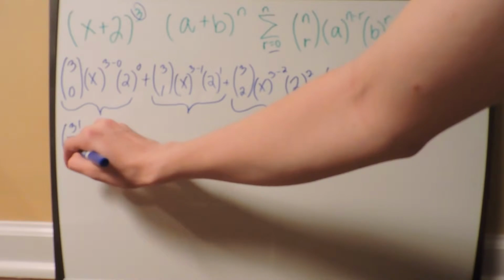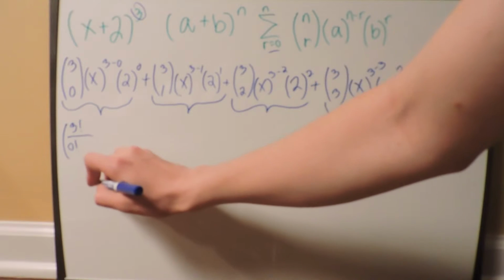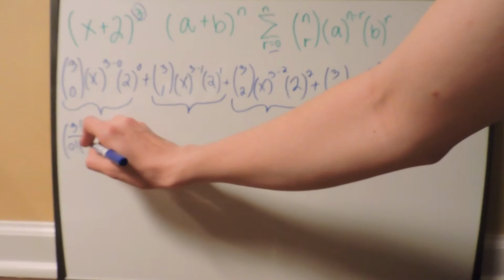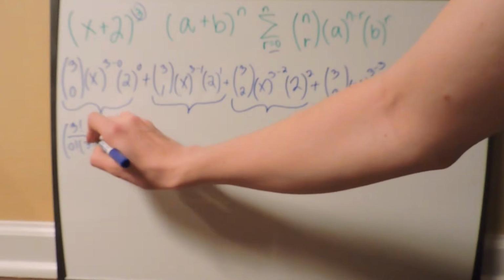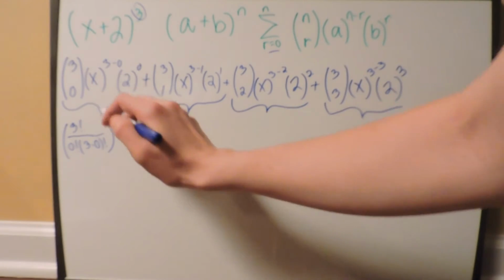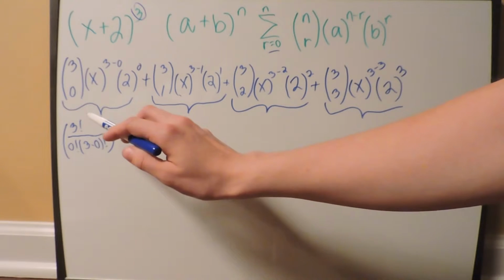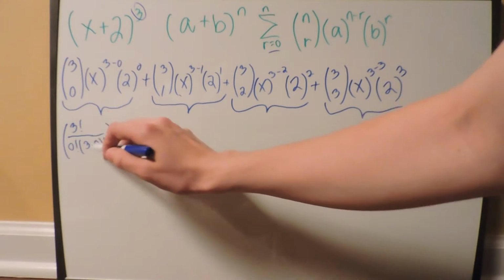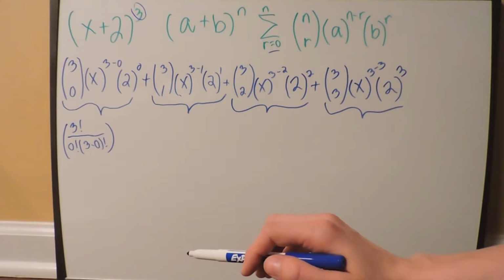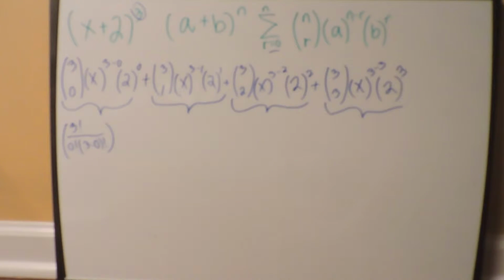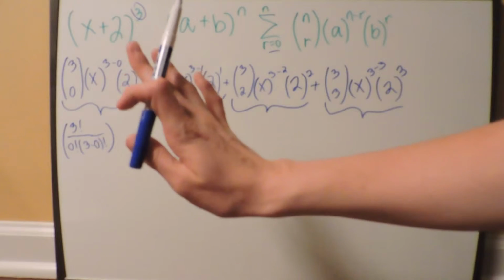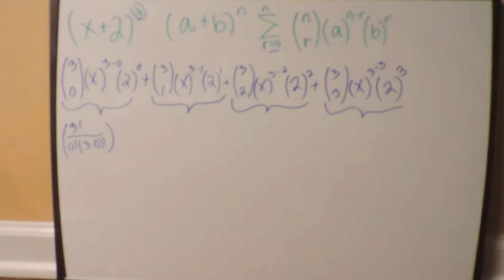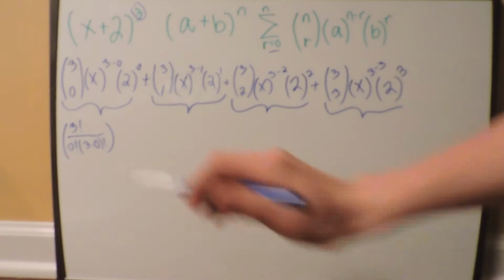We're just going to do 0 factorial, 3 minus 0 factorial. Okay, and I know you're probably thinking, what do all these exclamation marks mean? Why is my math yelling at me now? Don't worry, it'll all be okay. I'll explain it so that we don't get ahead of ourselves.